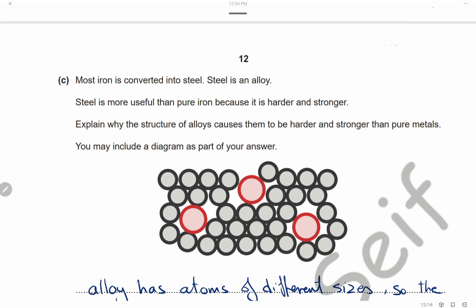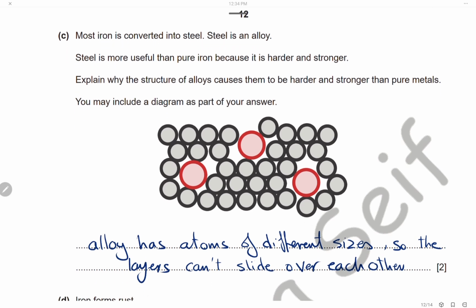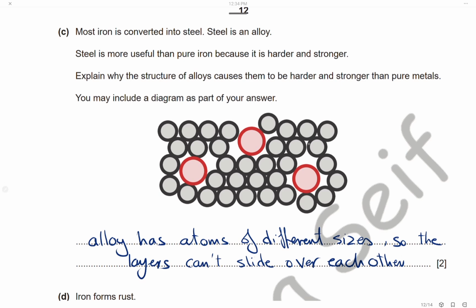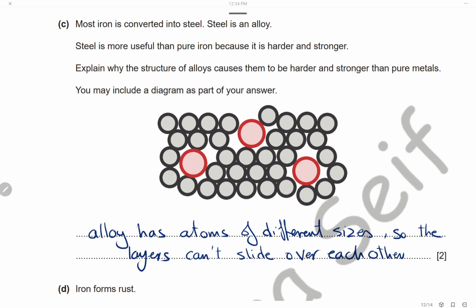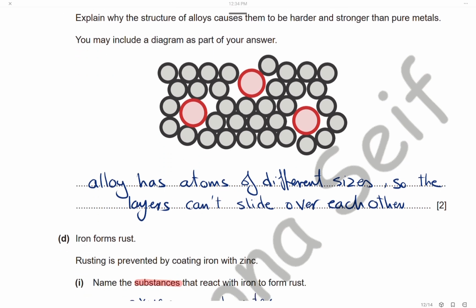So what makes it harder and stronger than the pure metal? In the pure metal, the layers of the positive ions or the layers of atoms can slide over each other. But in the alloy, we have atoms of different sizes, as we can see from the diagram. So this disturbs the regular arrangement of the layers. So now the layers cannot slide over each other. So the alloy is harder and stronger than the original, or the pure metal.